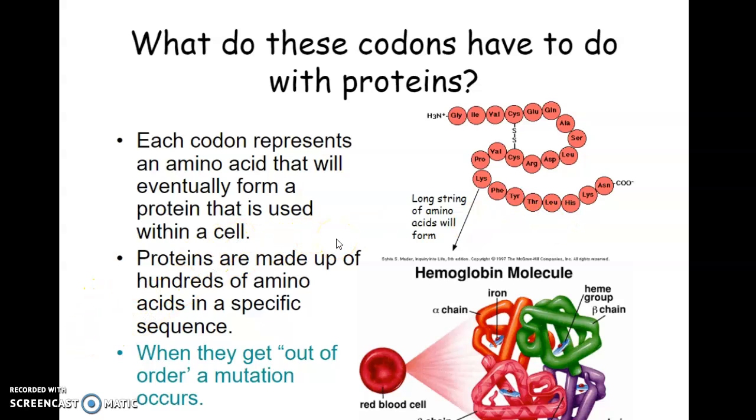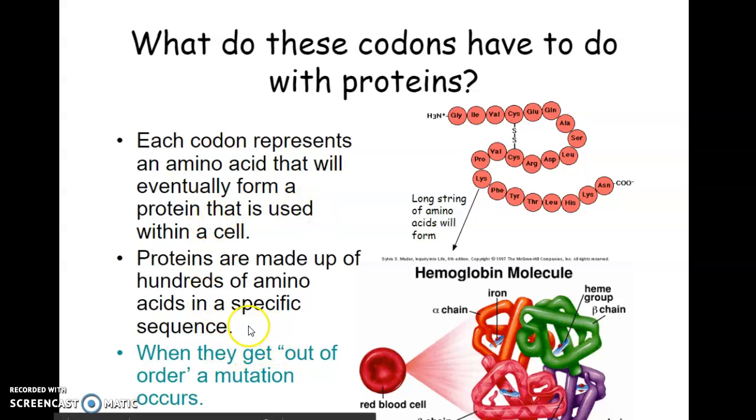So what do these codons have to do with proteins? Each codon represents an amino acid that will eventually form a protein that is used within the cell. So proteins are made up of hundreds of amino acids in a specific sequence. And it is that specific sequence of those amino acids that gives the protein its shape. And it's the shape of the protein that determines its function. So proteins are made up of hundreds of amino acids in a specific sequence to make it a specific protein to do a specific job.